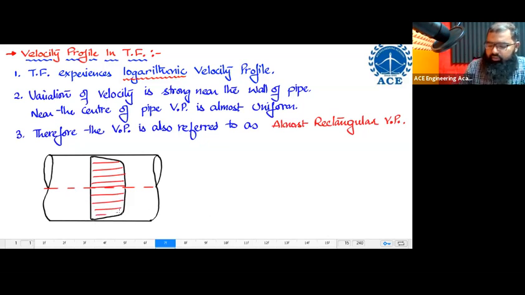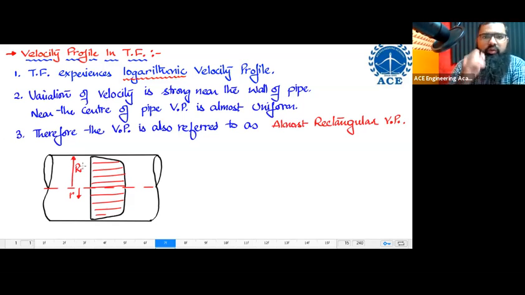Almost a rectangle, is it not? So near the wall, you're having a strong variation, and toward the center, it is remaining almost constant. This kind of velocity profile you're having is the logarithmic velocity profile. Now let me first of all mention, this distance is your small r distance, any random distance, and this distance is your capital R distance, the total radius you're having.